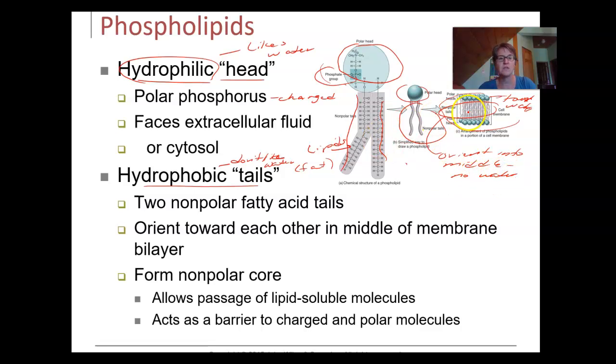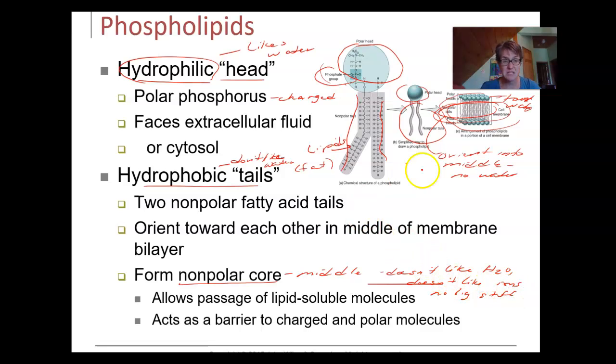And not only do they orient in the middle where there's no water, but they form this nonpolar core, that's the middle. Middle doesn't like water, doesn't like anything charged. And things that are charged are called ions. Doesn't like big stuff. All right, so that's a big deal. So nothing big, no ions. We haven't really talked about ions yet. We do talk about them considerably.